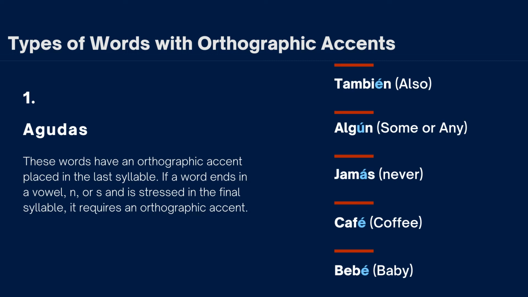Algún, some or any. Jamás, never. Café, coffee. Bebé, baby. Okay, so these were some words that belong to the agudas category, okay? So remember, these words have an orthographic accent placed in the last syllable if a word ends with a vowel, N, or S, and is stressed in the final syllable.